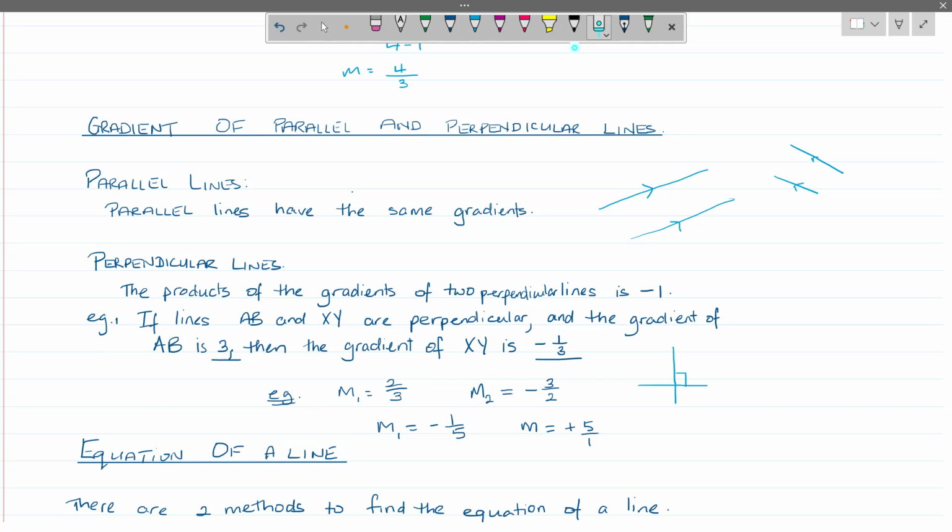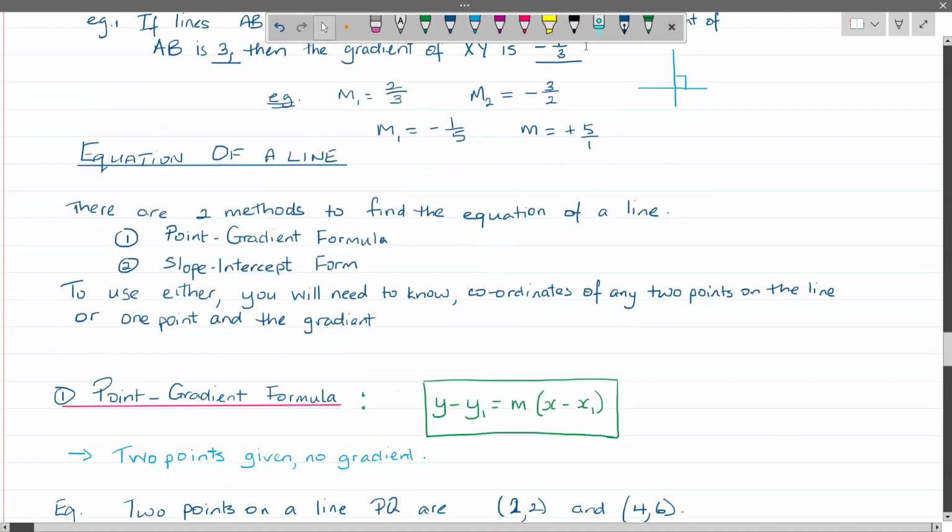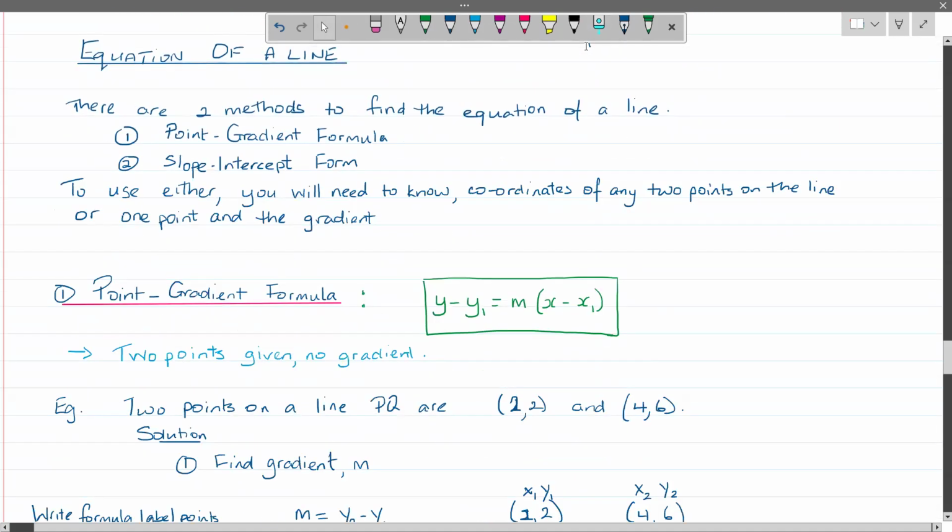M1, or the gradient of this line here, is -1/5. So the gradient of a line perpendicular to it will be +5/1 or +5. Now, again, I'm introducing the concept here, but you'll understand it when we go on to this other part now, which is finding the equation of a line.